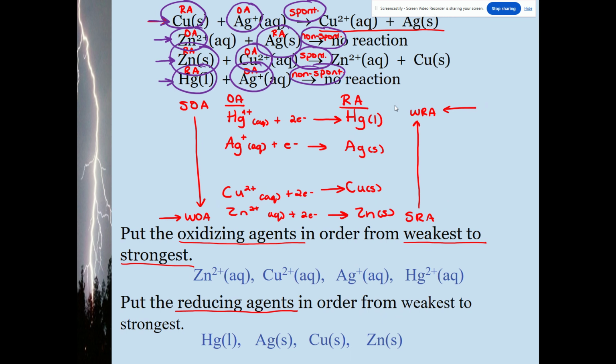Okay, so once you have your chart complete, it's just like the data booklet where the SOA is at the top and the SRA is at the bottom. You just follow what the question's asking, whether it wants weakest to strongest or strongest to weakest. Remember, the OAs again are on the left, the RAs again are on the right.